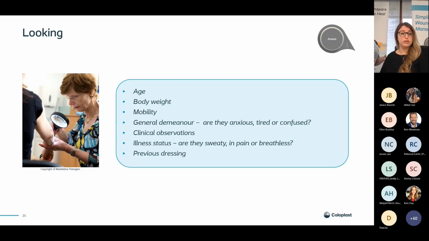You need to look at their clinical observations, their blood pressure, their heart rate, their saturations, because this can help with your overall assessment of that patient. You need to look at their illness status. Are they generally well when they're coming in to see you? Or are there some red flags there that you are thinking there might be something else going on with this patient? And you need to look at your previous dressing. Find out what previous dressings have been used, what that dressing looks like when you remove it, because that can tell you a lot about what's going on with that wound.